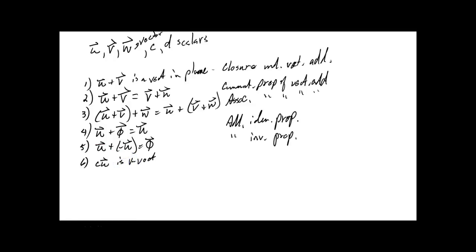Is a vector, goodness gracious, in the plane. Just like the first one. You add 2 vectors together, you're going to be in the same plane. So pick a vector U, multiply it by a scalar. A smaller scalar, a larger scalar, a negative scalar, a positive scalar, whatever, you're still going to be in that same plane you were. In fact, you're going to be in the same line. But we're not saying that. We're just saying in the same plane. That's the closure under, and I say scalar multiplication.